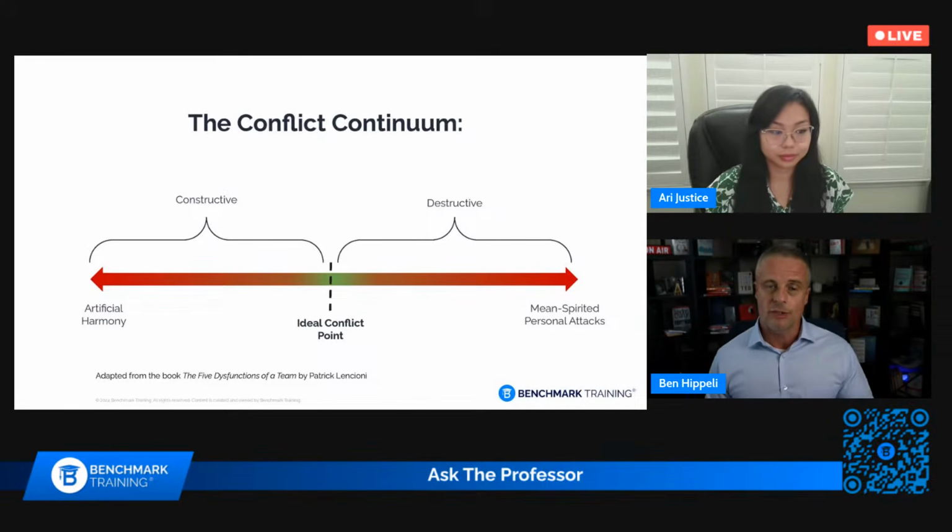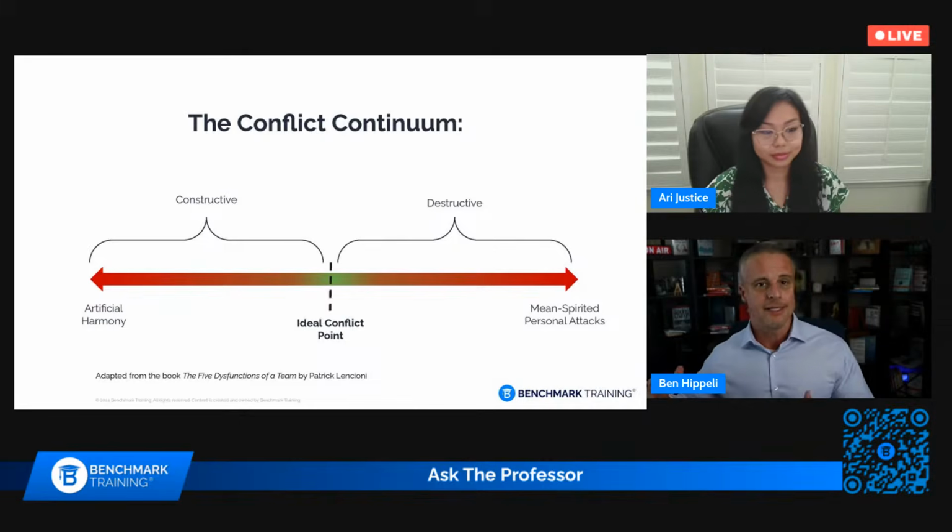Conflict can also show up on the other side of the spectrum here, and that looks like apathy. This is where everyone has this artificial harmony of, you know what, I'm not going to say anything. I'm not going to put my neck out there. I'm just going to nod and smile. And that also reduces creativity, also reduces productivity. That is unhealthy conflict on your team.